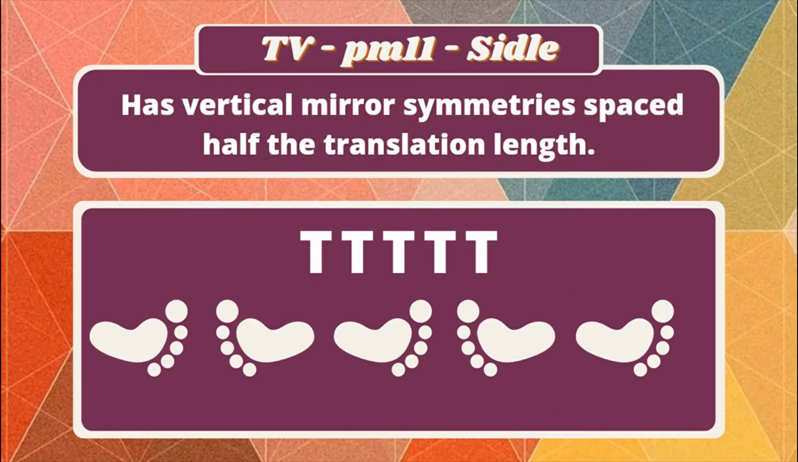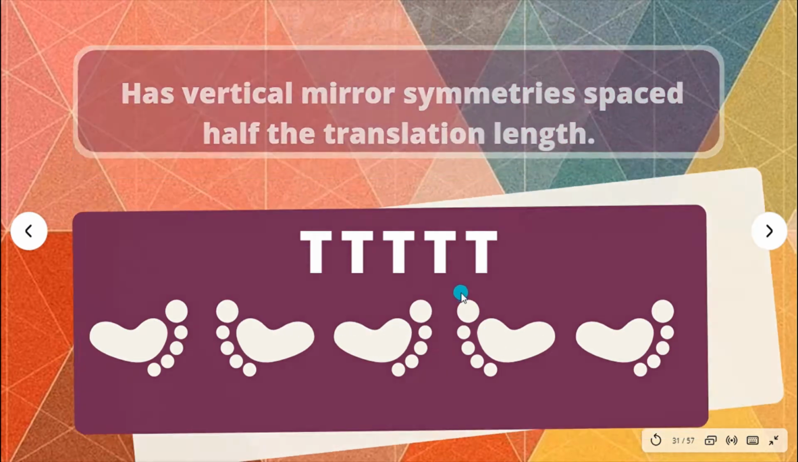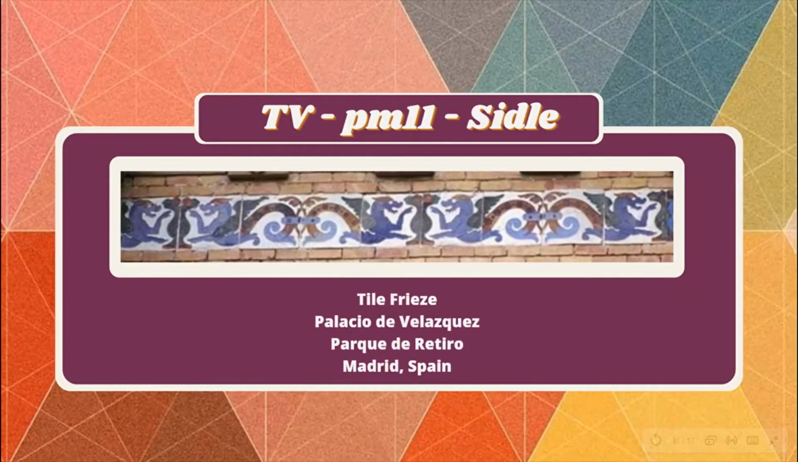Next, we have the TV, the PM11 or the sidle. It has a vertical mirror symmetry spaced half the translation length. As a composition, we can see here that the feet face one another, and it is being repeated along the plane. And it is notated using the letter T 5 times, using the Conway naming system. Here is a real-life example.